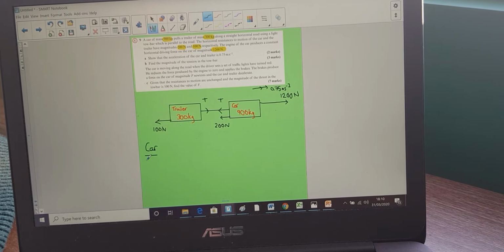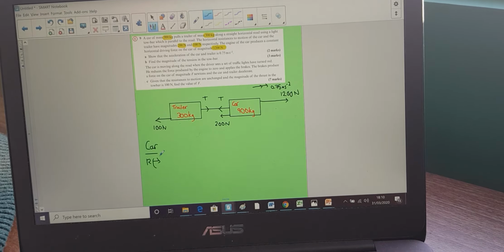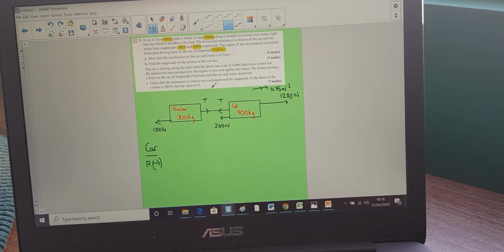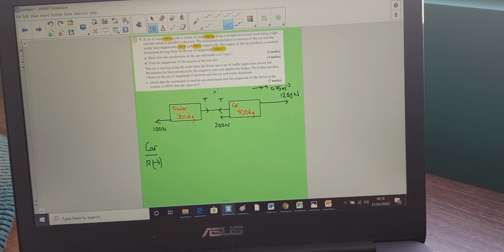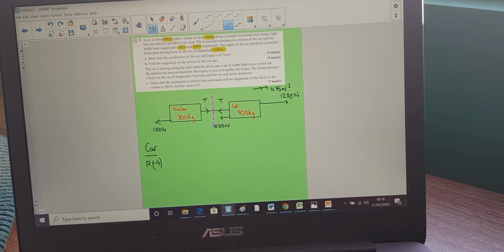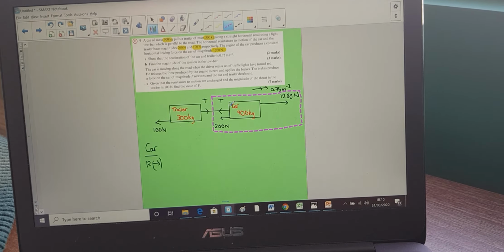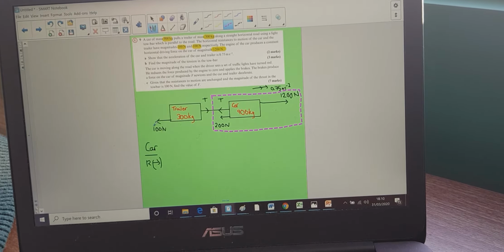Then I'm going to resolve in the horizontal direction. Let's just look at the forces acting on the car. Whenever I do that, I draw a really careful line. So let's just draw this line. These are the forces acting on the car. Just these forces: that T applies to that bit, that friction applies to that bit there, that resistance to motion, apologies. Now I'm just going to resolve this.